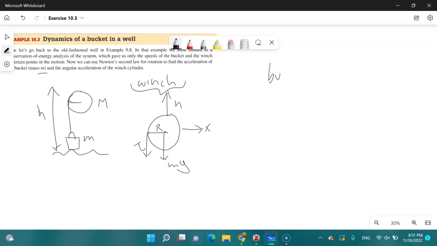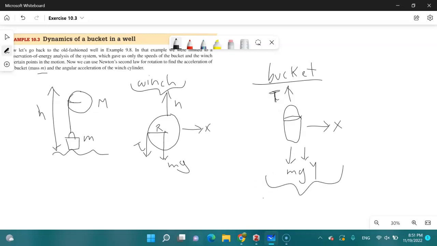And then for the bucket, it is being pulled downwards by its own weight as well. And then it's feeling the y direction pull downwards. It also has the x. And then it's actually being pulled upwards by the torque in this case, and by tension. In this case, it's tension for the bucket.